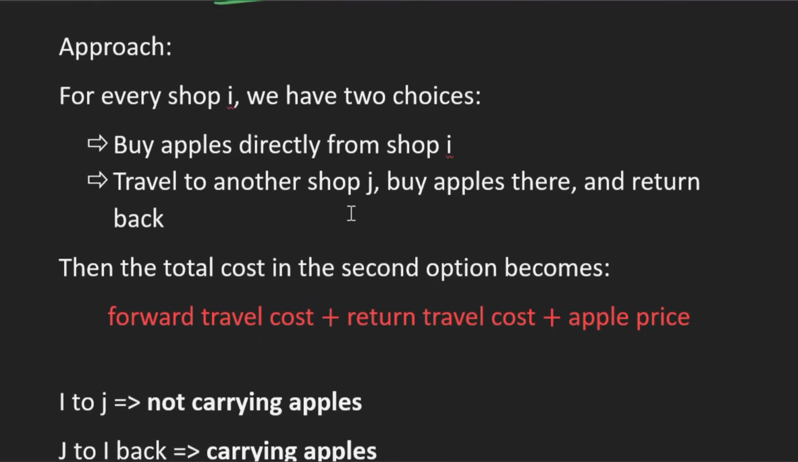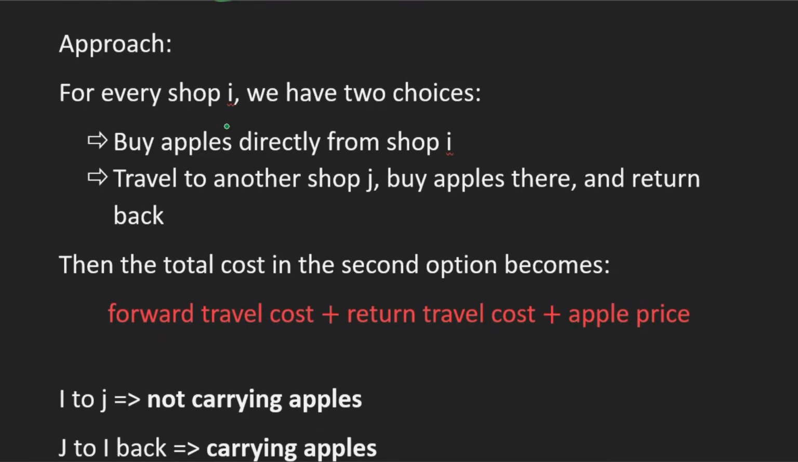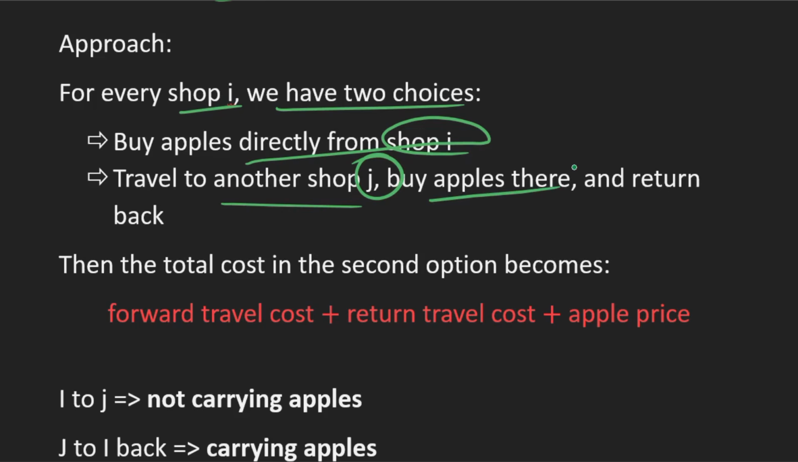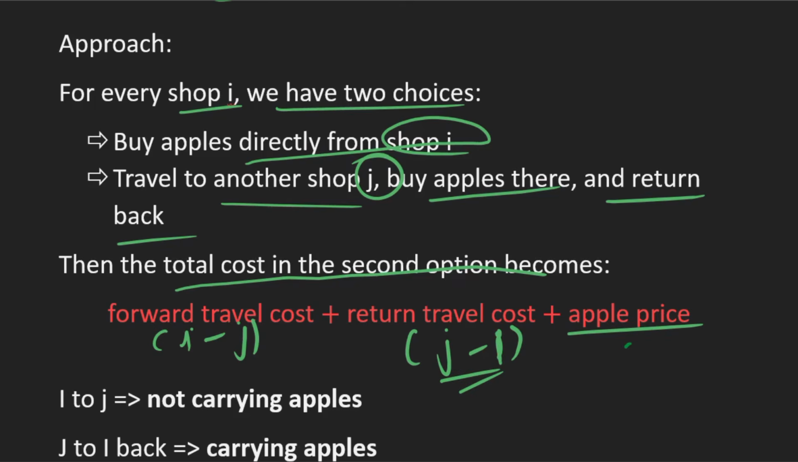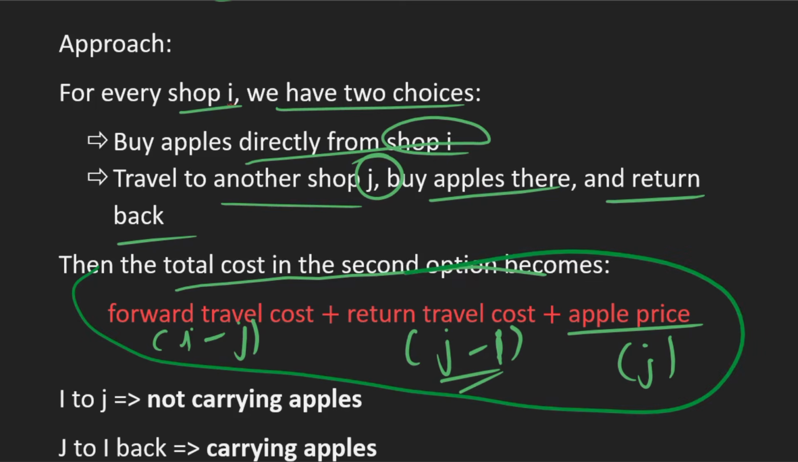So let's start with the approach. For every shop i, we have 2 choices: either we can directly buy from that shop, or we can travel to another shop j, buy the apple there and then return back. So the total cost in the second option is the cost from i to j, then the cost to come back from j to i, and the apple price at j. So this will be the total cost in the second option, right?